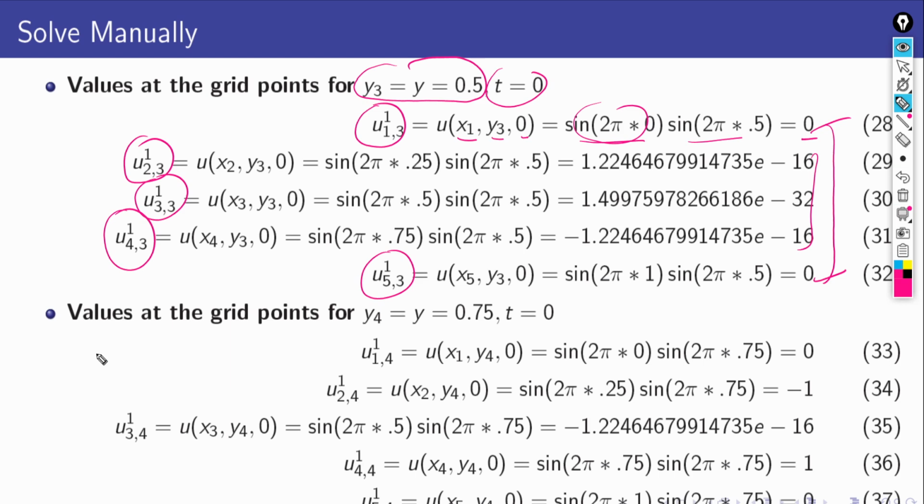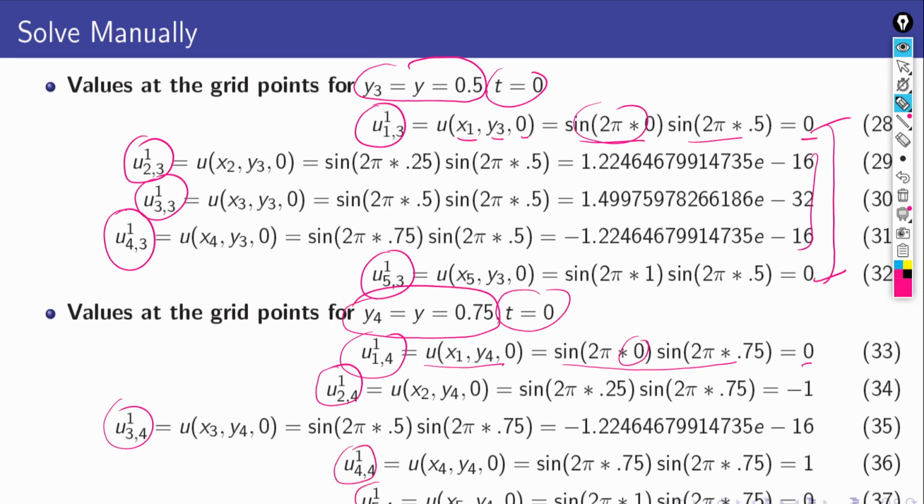And also the value at the grid point when we have y4 equal to 0.75 and t equal to 0, we have the expression u114, which will be u(x1, y4), and at this point we need to compute the value of u, and you can see that this will be equal to 0 since this value is 0. Similarly, you can compute these values, which are very simple to compute.